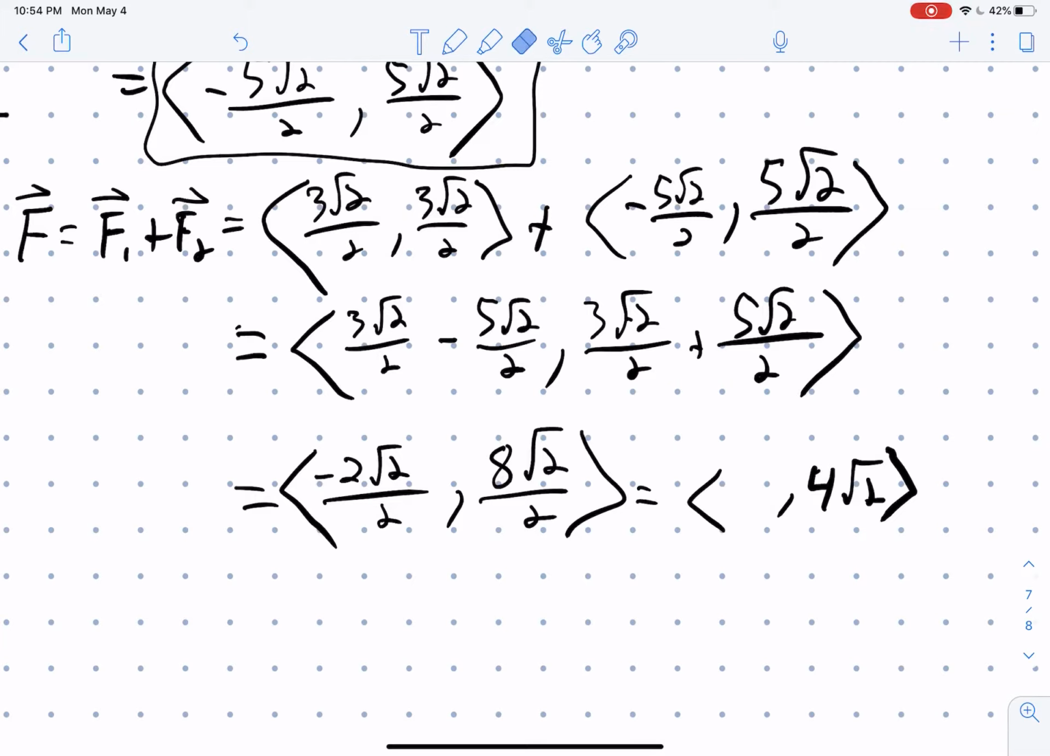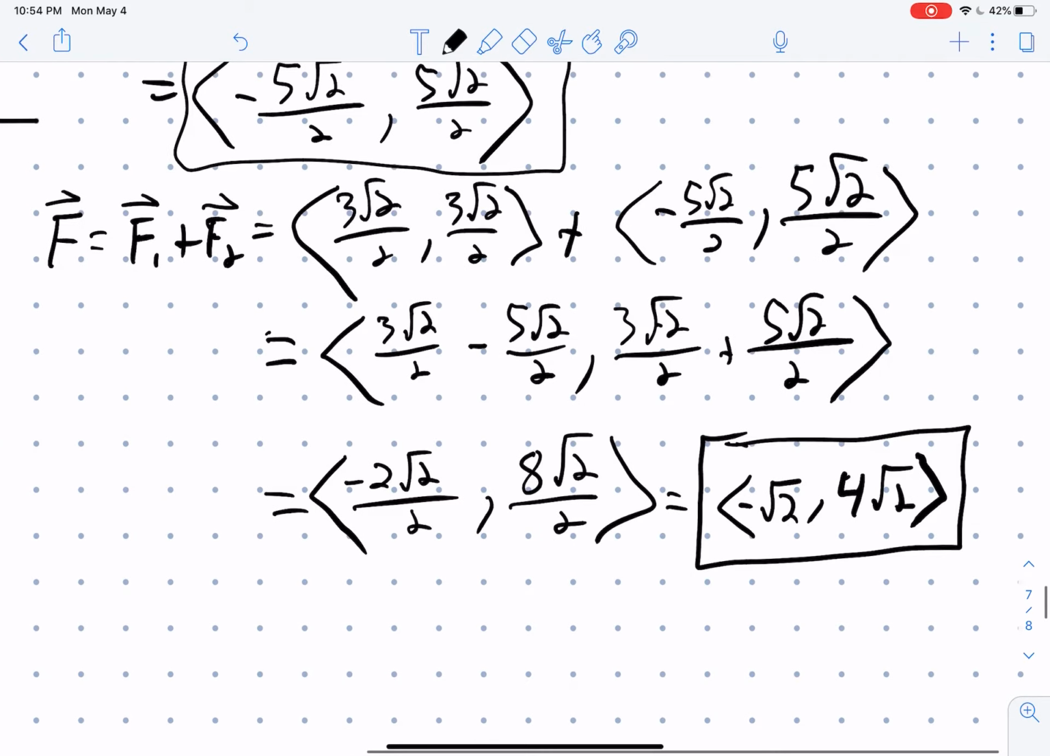It looks a little messy. I'm just going to clean it up slightly. Negative radical 2, 4 radical 2. Okay, and that's our solution to part A.